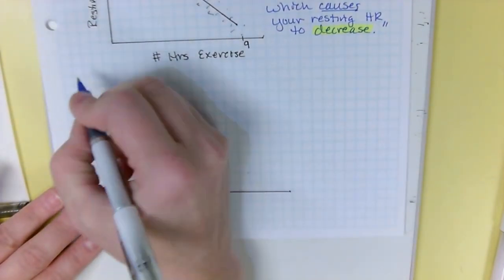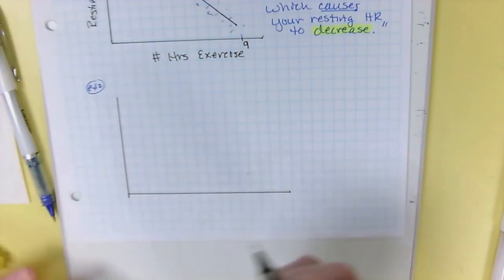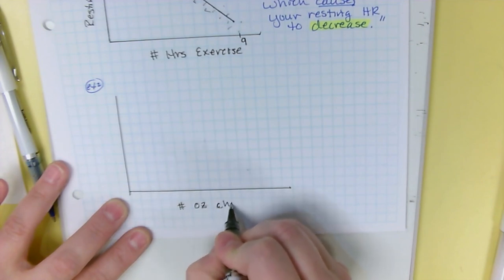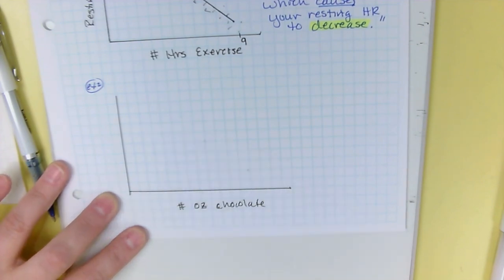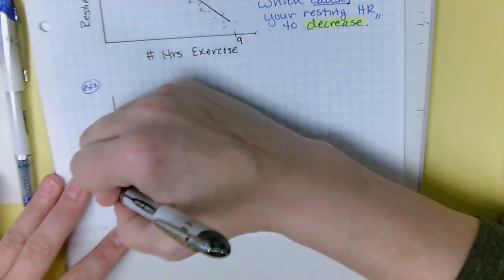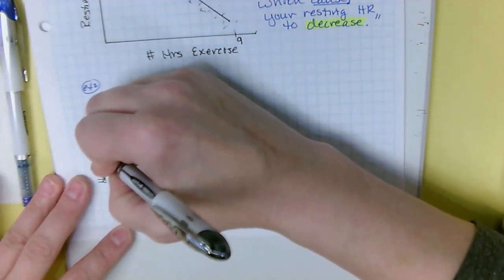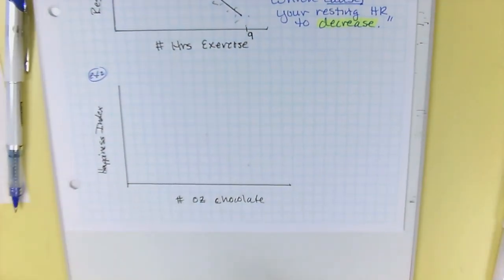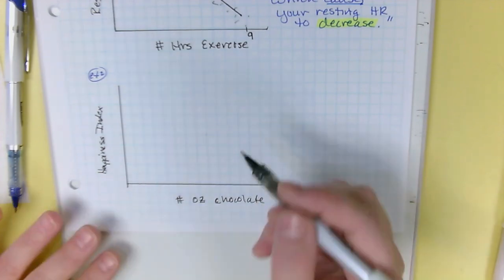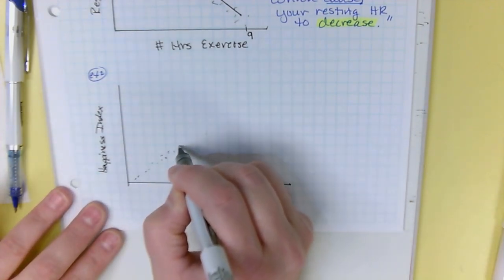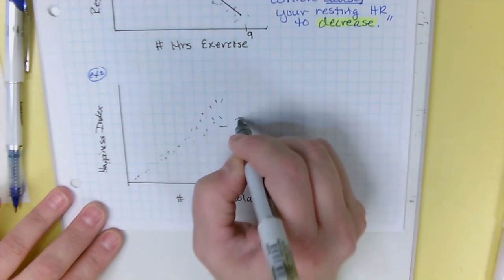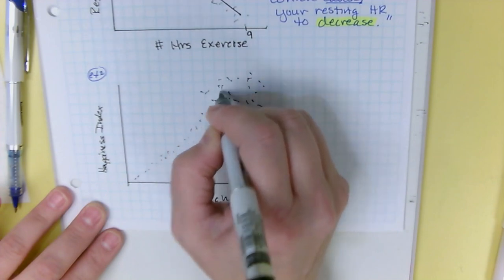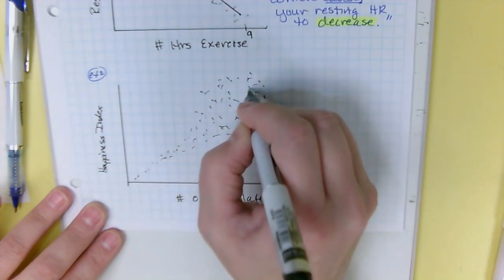Okay, so let's do the second one. This is example 2. Okay, on the X, number of ounces of chocolate. On the Y, your happiness index. Index just means they took a survey and they measured your degree of happiness. All right, in this graph, kind of looks like a big exclamation point or a balloon. Looks about like that.